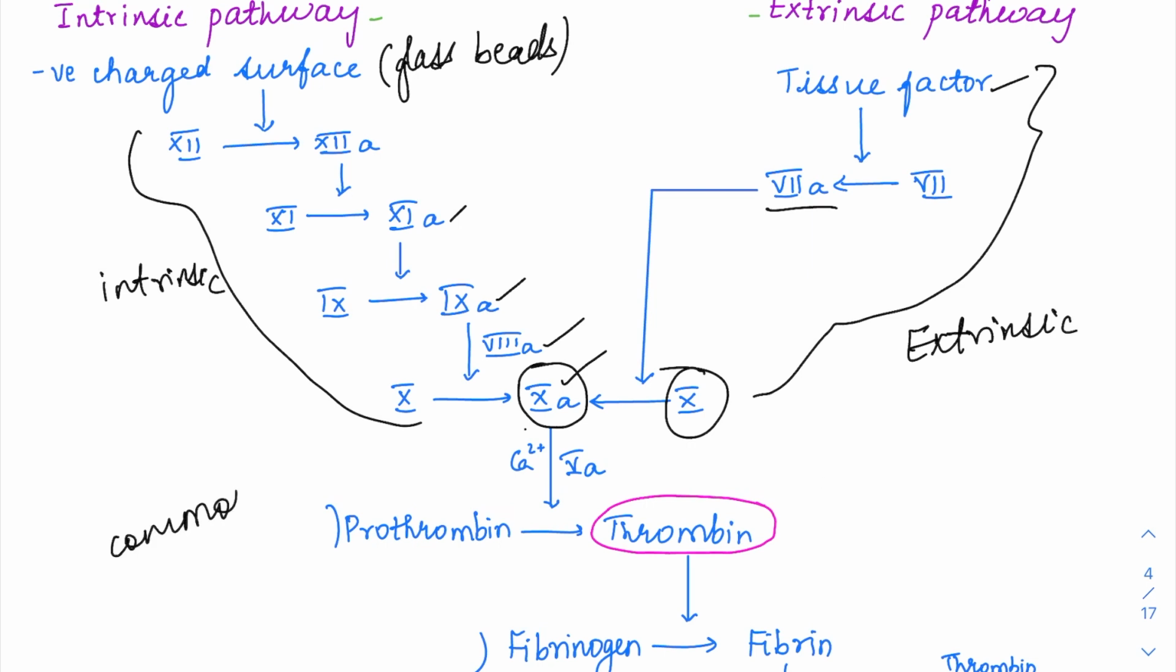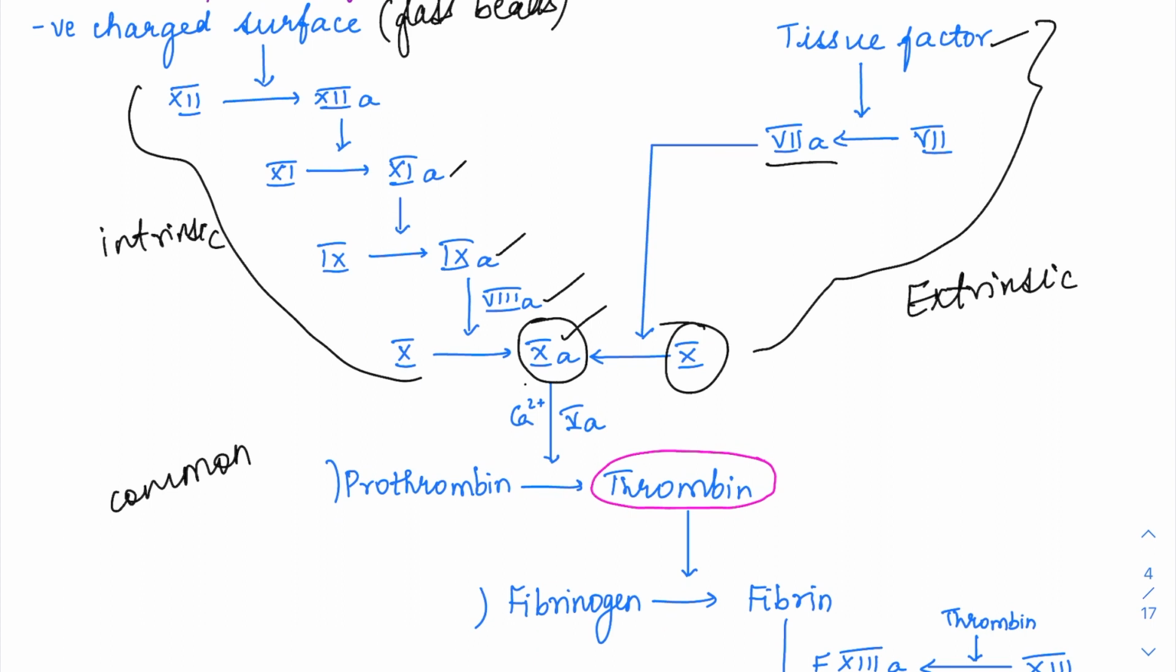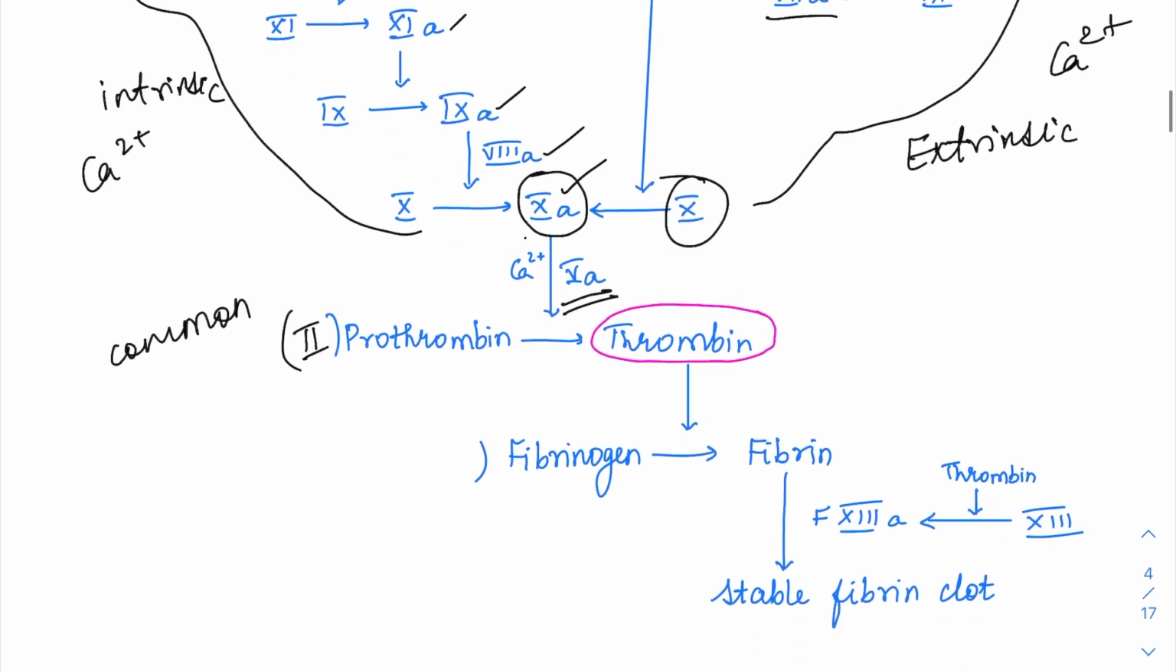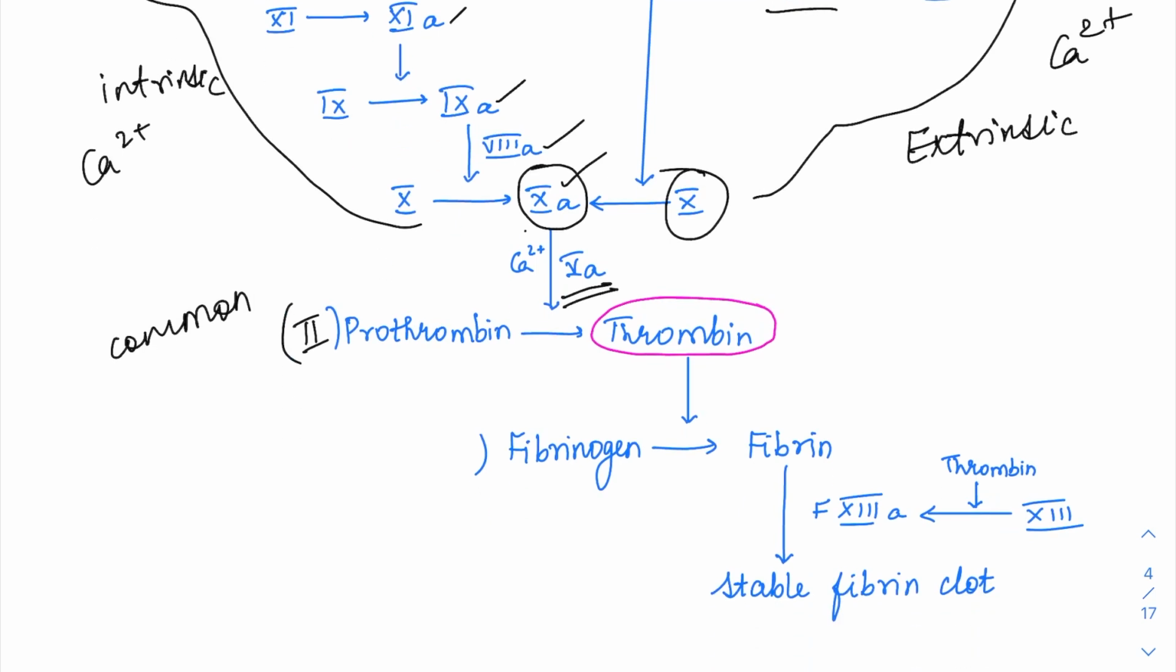In the common pathway, factor 10A is going to be acted upon by two other factors, which are factor 5A and calcium. Calcium is also a clotting factor. Calcium is actually needed for every step seen in both the intrinsic and the extrinsic pathway. So together, everywhere calcium is present. In this final step also, calcium is needed along with factor 5A. With the help of this, factor 10A is going to convert prothrombin, which is factor 2, into thrombin. This thrombin is then converting the fibrinogen, which is factor 1, into fibrin.